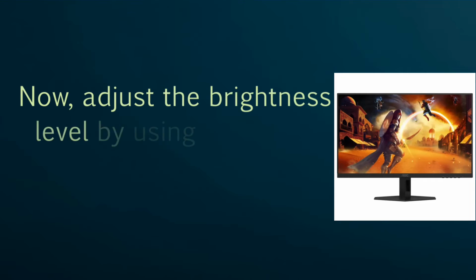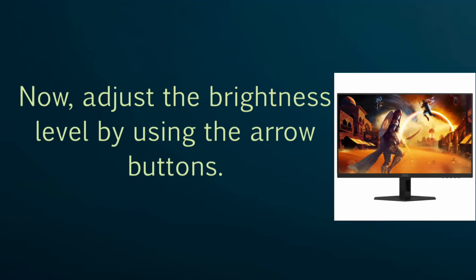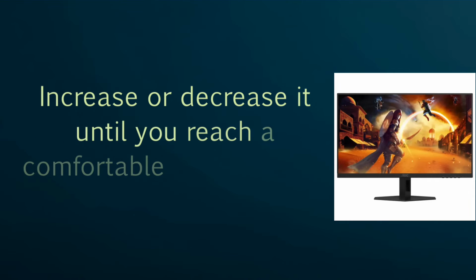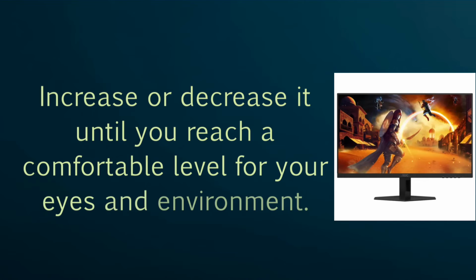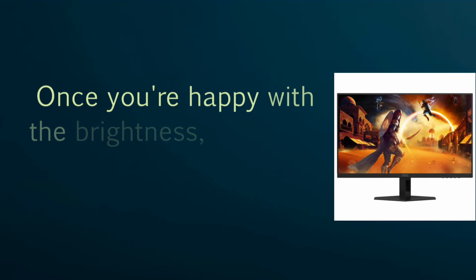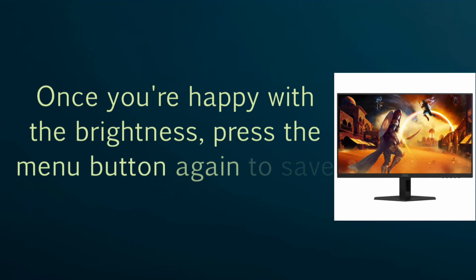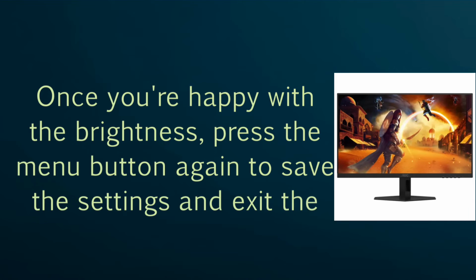Now, adjust the brightness level by using the arrow buttons. Increase or decrease it until you reach a comfortable level for your eyes and environment. Once you're happy with the brightness, press the Menu button again to save the settings and exit the menu.